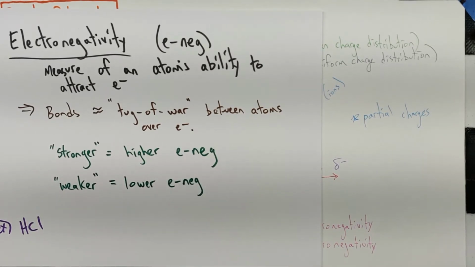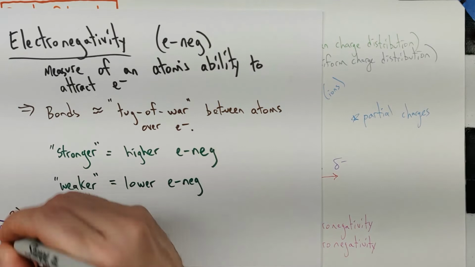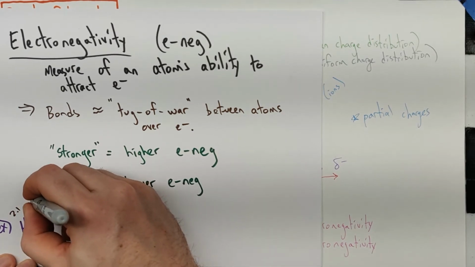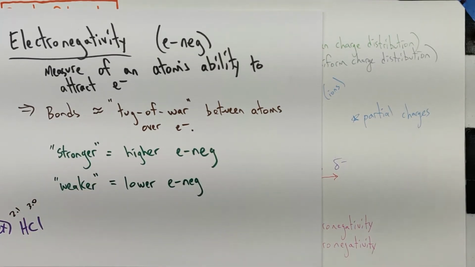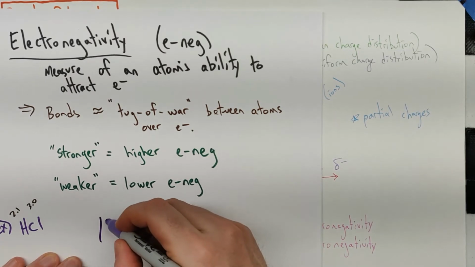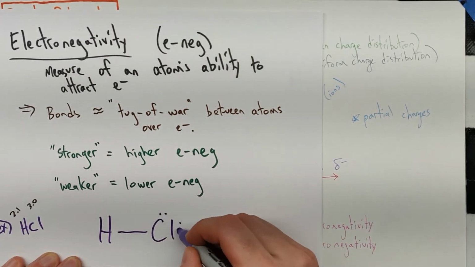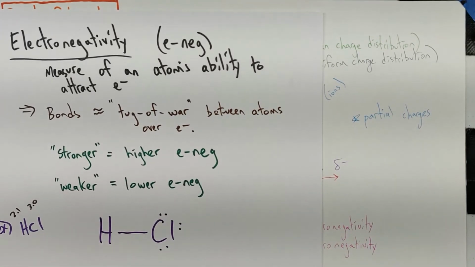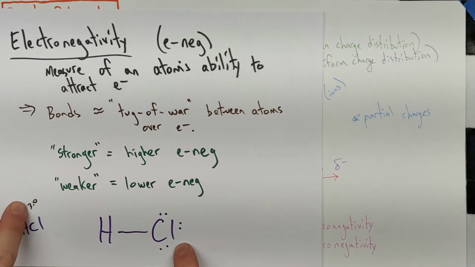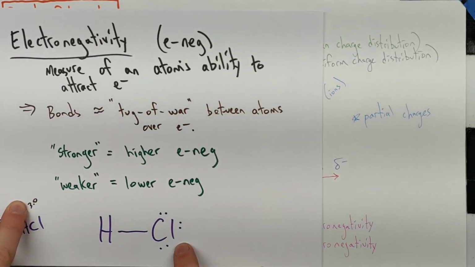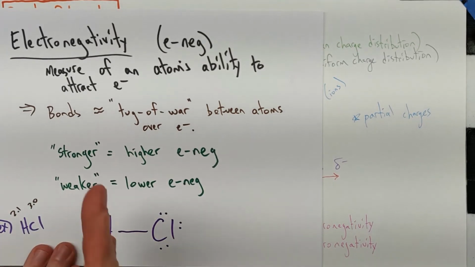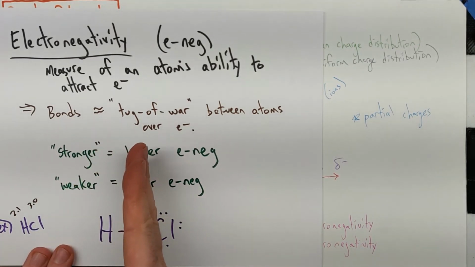Hydrogen, and we've drawn this all out before, but 2.1 for hydrogen, 3.0 for chlorine. If we draw it out, we're expecting a covalent bond, and we see something like that. Now, in reality, the chlorine has the higher electronegativity. It is better at attracting electrons. So the electrons involved in this bond are going to be pulled closer to that chlorine.